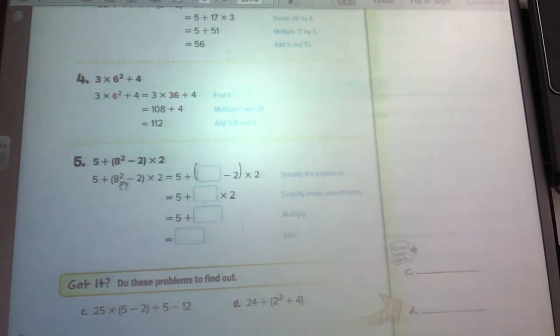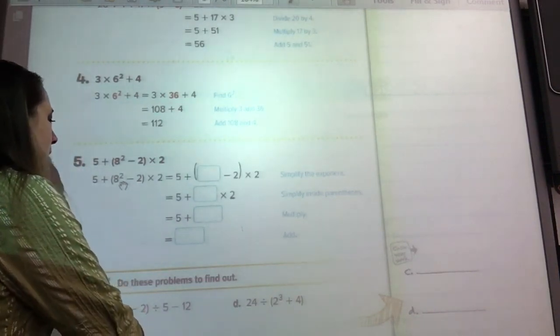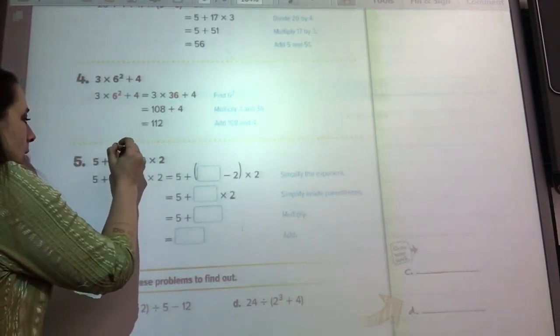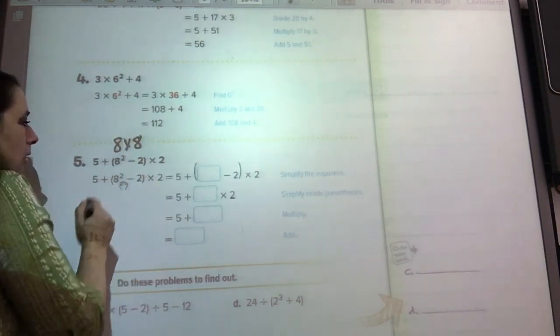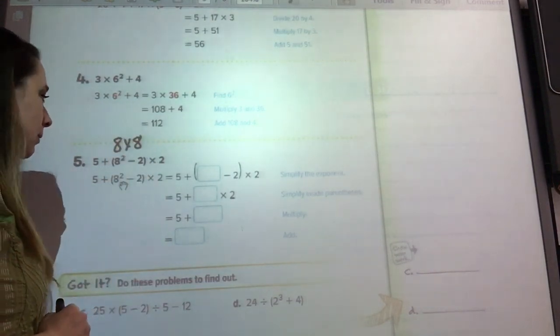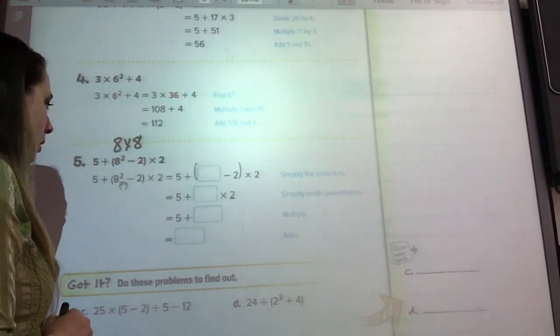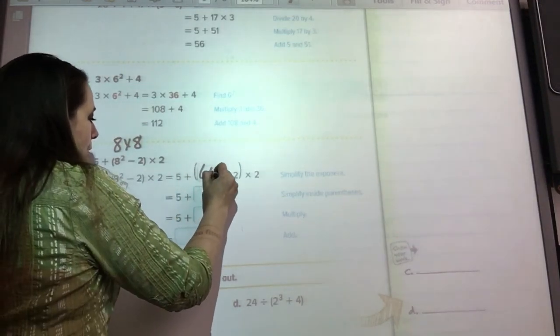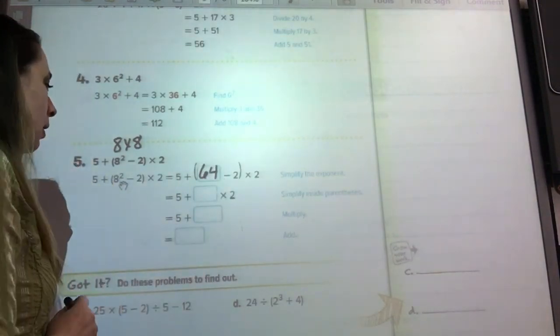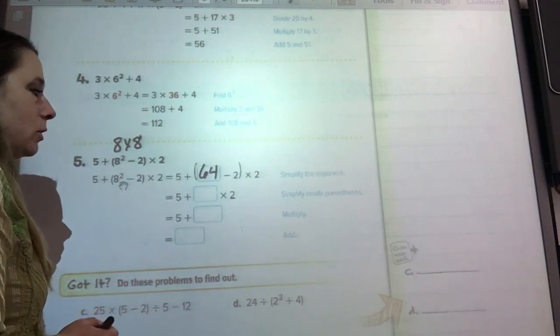All right, the next one they gave us to do on our own, and they kind of gave us boxes to help us out. 5 plus parenthesis 8 to the second power minus 2 times 2. We have to do that parenthesis first, and what's inside the parenthesis is an exponent, so that has to be done first. So 8 to the second power is the same as 8 times 8. And what is 8 times 8? 64. So now we have 5 plus 64 minus 2 times 2.